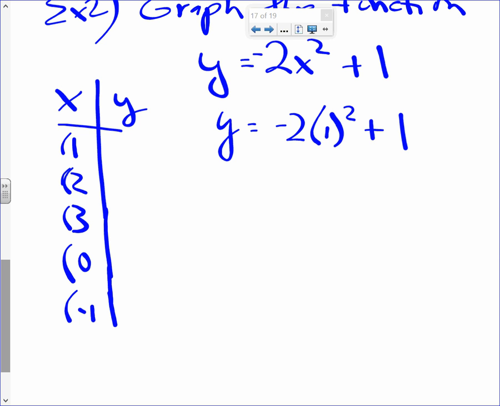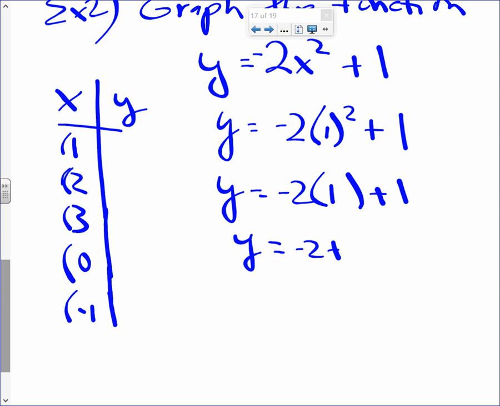Okay, I replace x with 1. Should I multiply or do the exponent first? Please excuse my dear Aunt Sally. Exponent, careful here, exponent comes before multiplication. So watch what I'm going to do. y then becomes negative 2 times positive 1 times positive 1. This is not 1 times 2, this is 1 times itself. 1 times 1, so that becomes 1. So y is negative 2 plus 1.